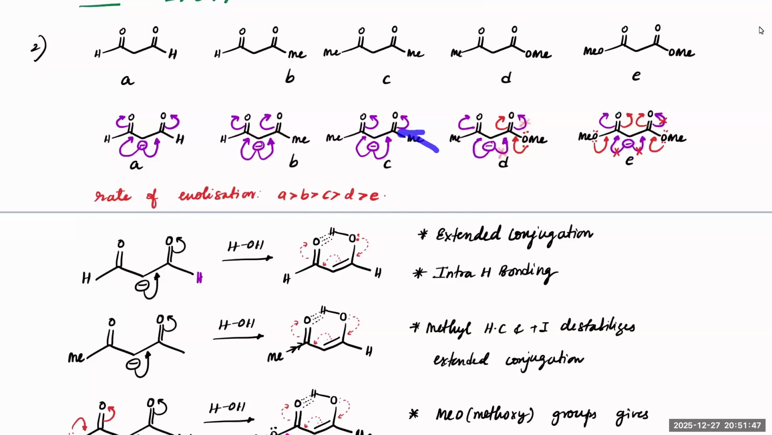Even when there is a methyl group, due to hyperconjugation, this will also have a donating effect, and that will hamper the resonance on the other side. Therefore, this one is also starting to show some weaker resonance factor. So the best resonance factor is observed in A, then B, then C, then D, then E.